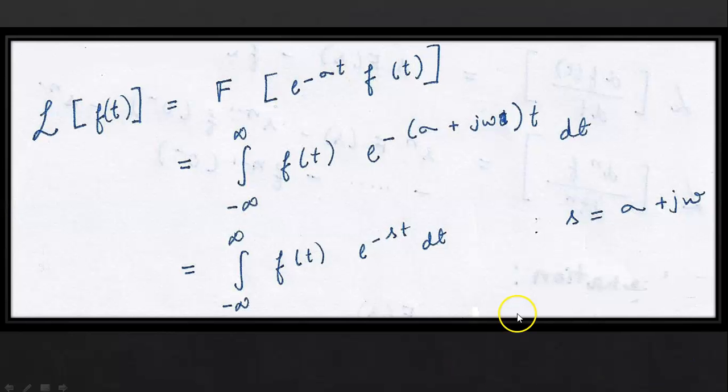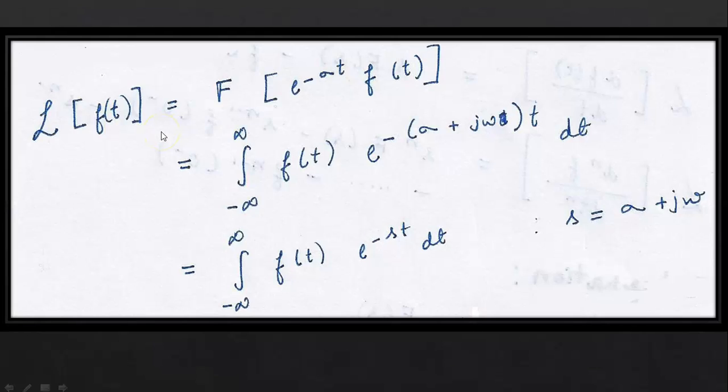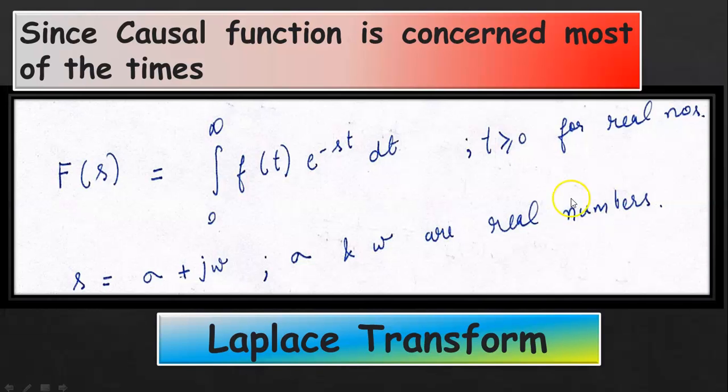So it is given by Laplace transform of f of t is equal to Fourier transform of e raised to power minus sigma t f of t. So this will be integral from minus infinity to infinity f of t e raised to power minus st dt, where s is equal to sigma plus j omega. Now since we are concerned with causal functions most of the time, and for a causal function f of t is there for t greater than or equal to 0, Laplace transform of f of t will be equal to integral from 0 to infinity f of t e raised to power minus st dt.